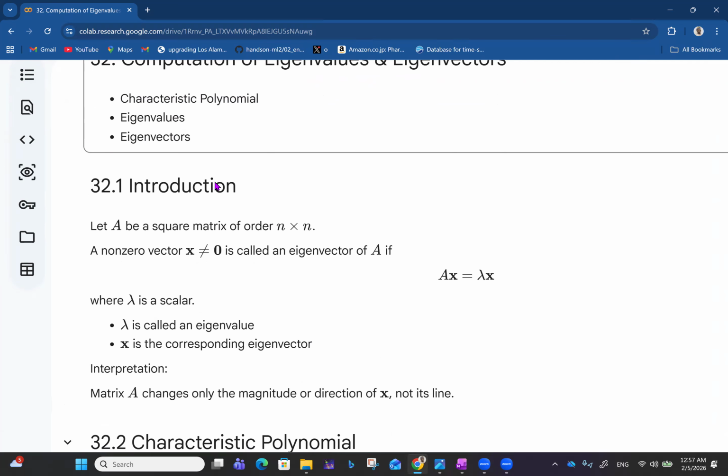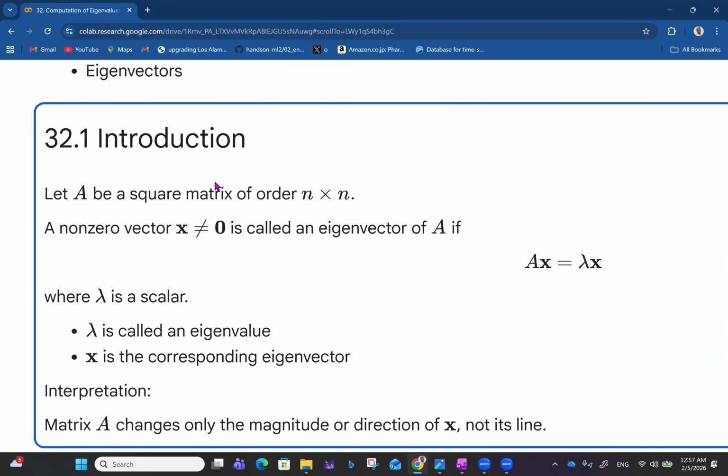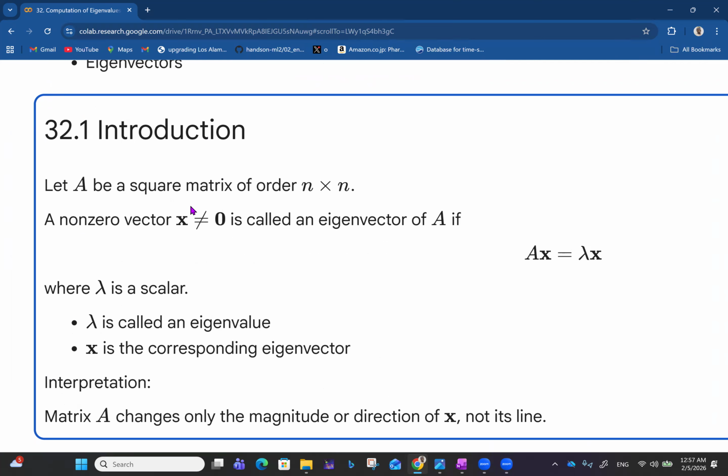So let's go again, we have the introduction. Let A be a square matrix of order n by n. It has to be a square matrix. A non-zero vector x, in the other video we said v, so anyone you choose, just be consistent. A non-zero vector x is called an eigenvector of A if Ax is equal to lambda x. That is, if A acts on the eigenvector, the result you get is a scaling of the vector, where lambda is a scalar called an eigenvalue, and x is the corresponding eigenvector.